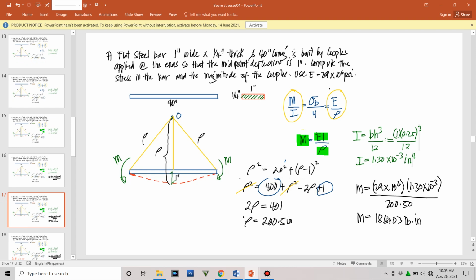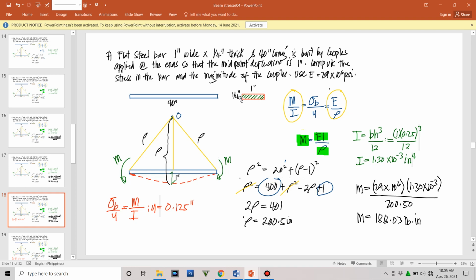And then by calculation, we come up with the value of the moment, that is 188.03 pound-inch. So that is one of the unknowns. We proceed to the corresponding bending stress. This time, we're going to utilize the flexure equation to pair it with the moment, wherein we need the value of y. Remember that y is the farthest distance from the neutral axis.